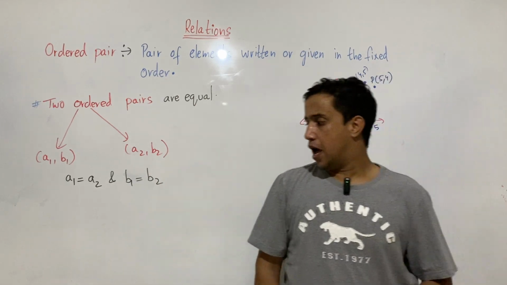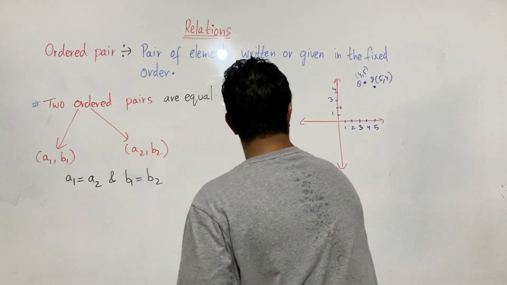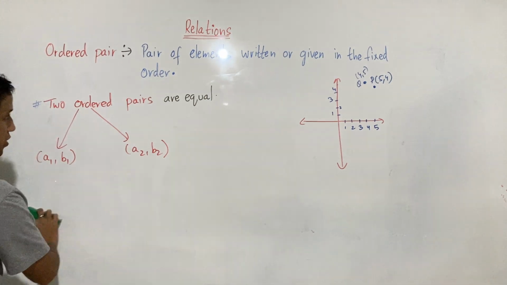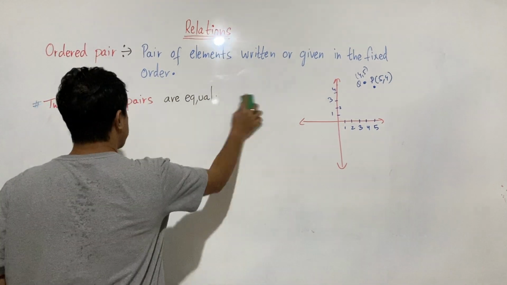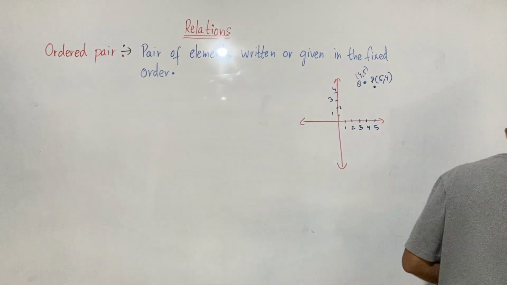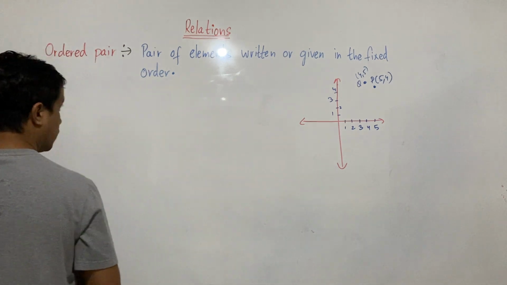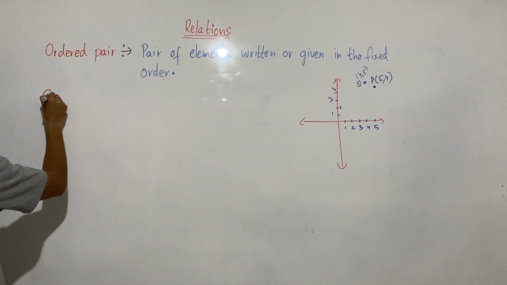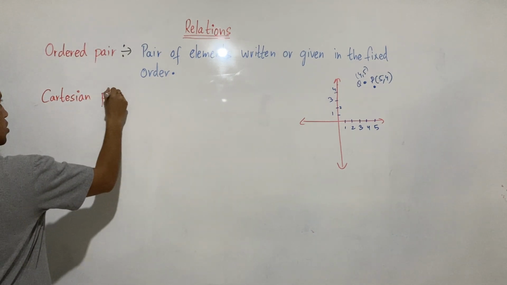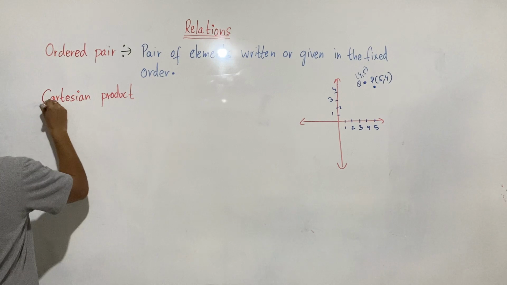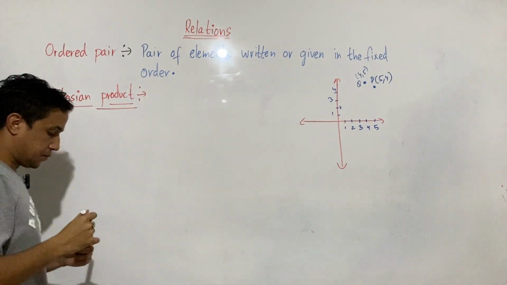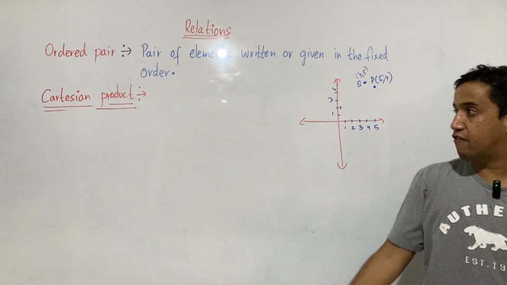Now let's talk about the next thing: the Cartesian product. That's the main thing, the Cartesian product. Now, what is the Cartesian product?